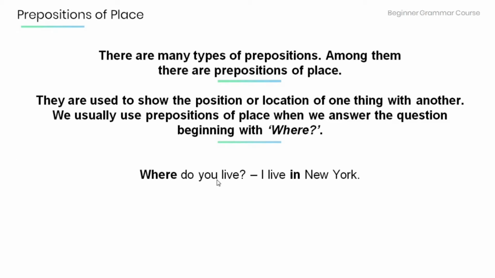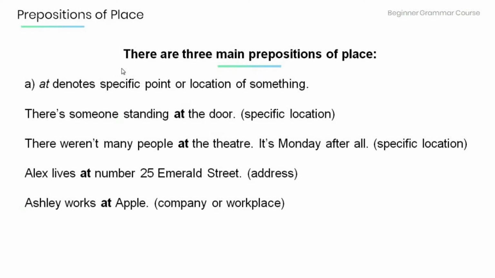Where do you live? I live in New York. The preposition of place in tells us where I live. New York. Now, there are three main prepositions of place.